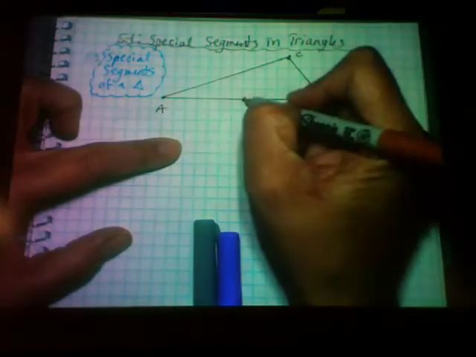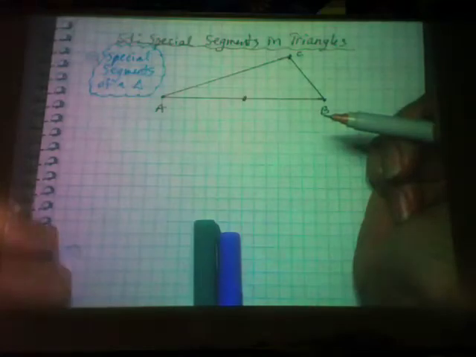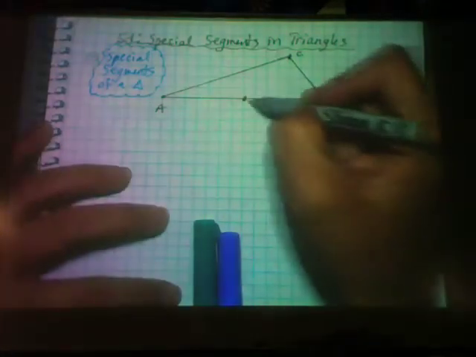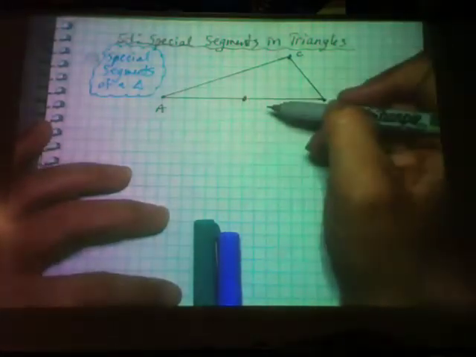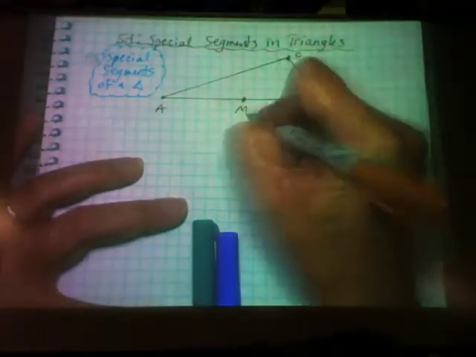Now, if yours were 13, what would your midpoint be? 6.5. So you would put your midpoint between grid lines. So find your midpoint, and I want you to label it M as in Mary.